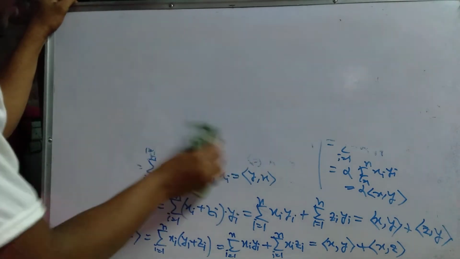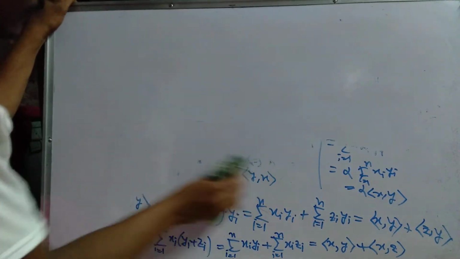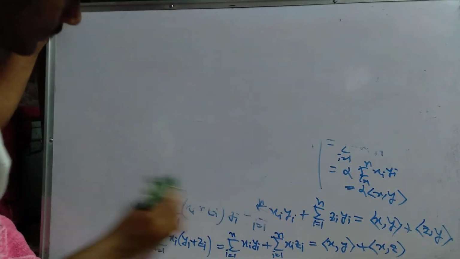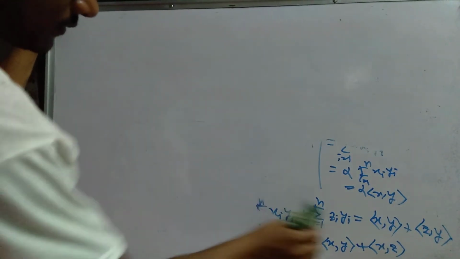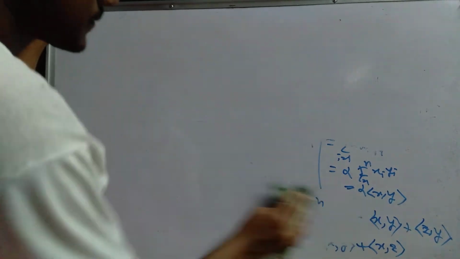Now what we handle? We handle another simple inner product example, and this satisfies all the properties of an inner product. We see that Rn with this inner product is an inner product space.